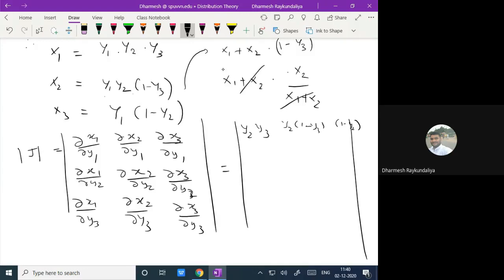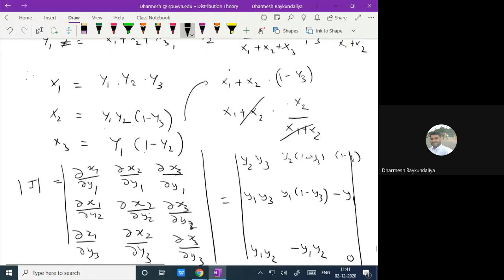Similarly, x1 with respect to y2, what will you get? It is y1 y3, and x1 with respect to y3 it is y1 y2. Similarly, x2 with respect to y2, what is that? It is y1 into 1 minus y3, and x2 with respect to y3, it is nothing but minus y1 y2. Similarly, x3 with respect to y2, what is that? It is minus y1. Okay, y1 is constant, 1 minus y2, it is minus y1. Okay, and then with respect to y3, it is 0.